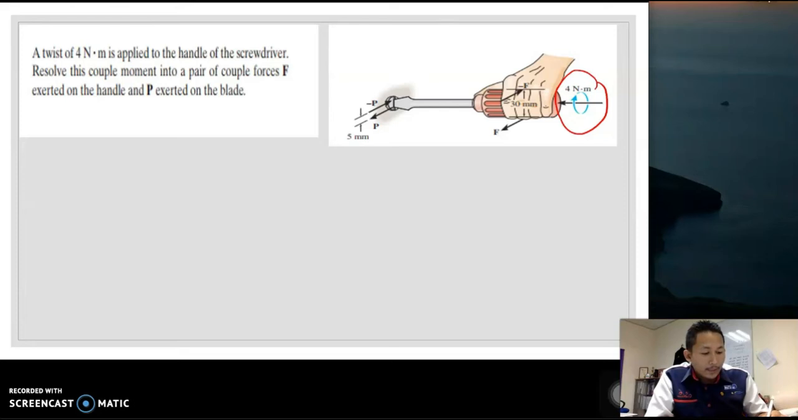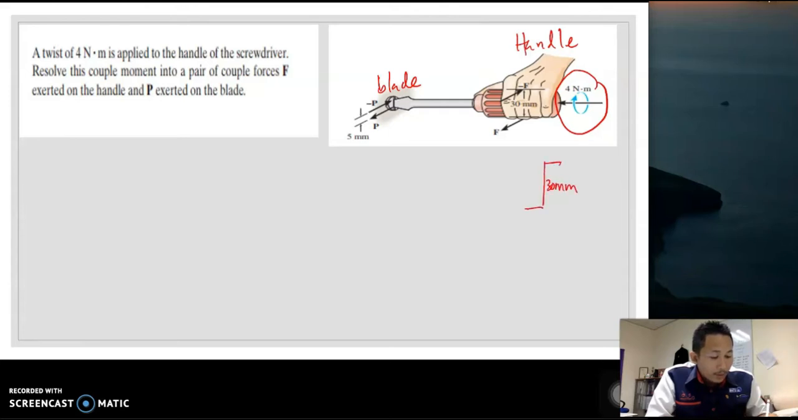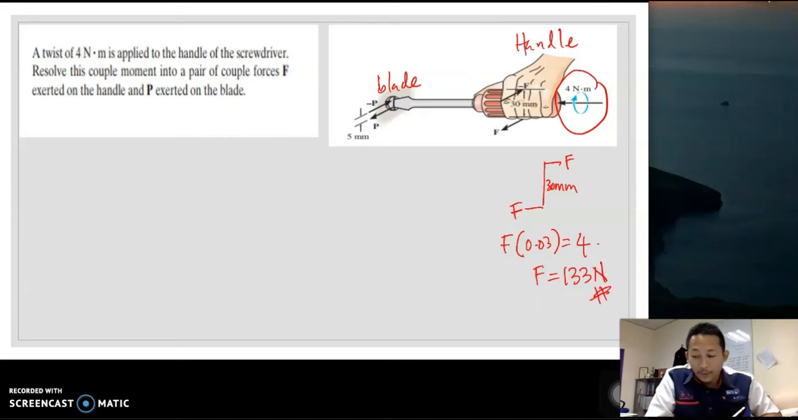So F is at the handle, and this is the blade. At the handle we have 4 Newton meter, and we have 30 mm of distance, and this is F. The total moment equals F times 0.03 meter, which equals 4 Newton meter. So F is equal to 133 Newton.